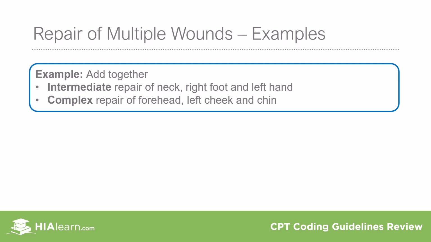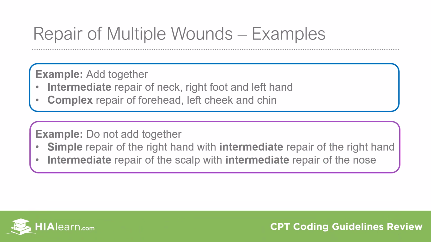Examples of repair of multiple wounds where the length of repairs are not added together include simple repair of the right hand with intermediate repair of the right hand, because these are repairs of different classifications, and intermediate repair of the scalp with intermediate repair of the nose, because although these are repairs from the same classification, the site of the repairs are from different anatomic groups as outlined in the descriptors for codes for intermediate repair.